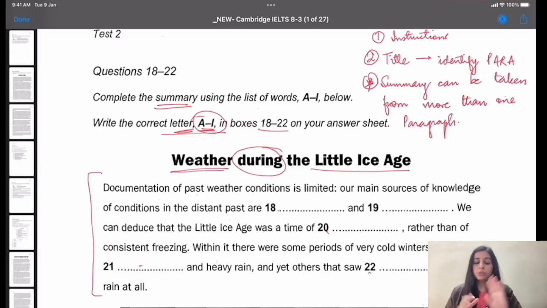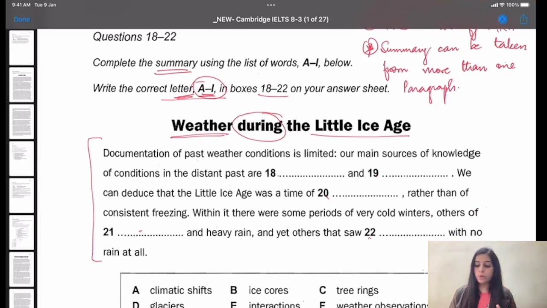Before we go back to the passage and locate the paragraph, we should also underline some keywords in the summary that has been given to you to make it easier to identify the paragraph where you will be able to find the answers. It says: documentation of past weather conditions is limited. While you underline the keywords, you also have to think about the synonyms. What are the other words that can be used in the passage, or how will it be paraphrased so that you can identify it quickly.